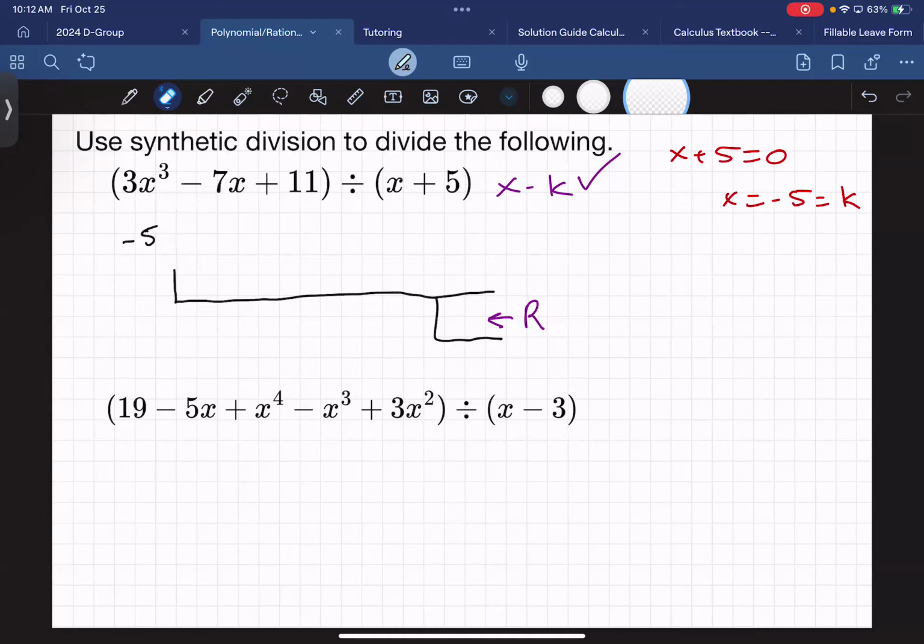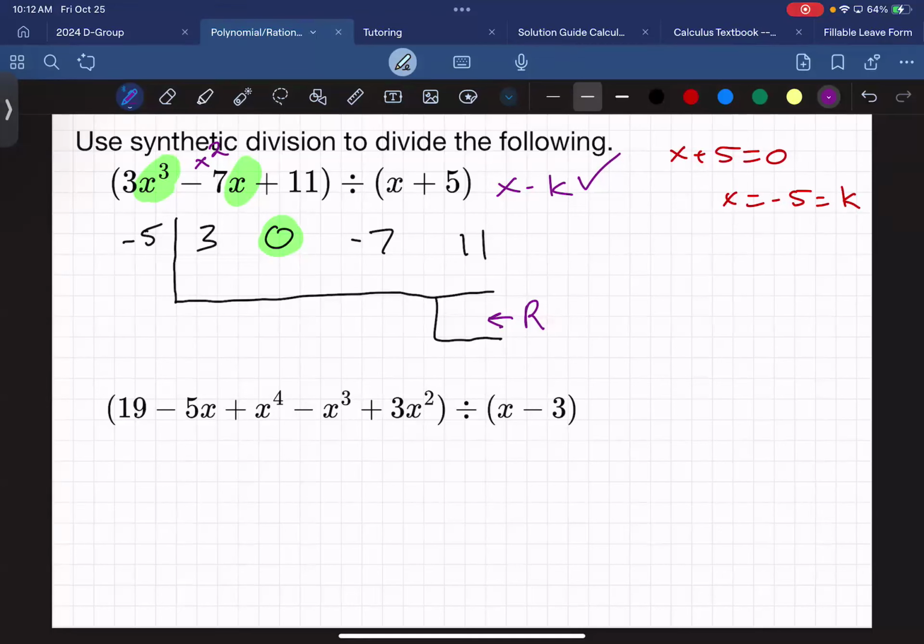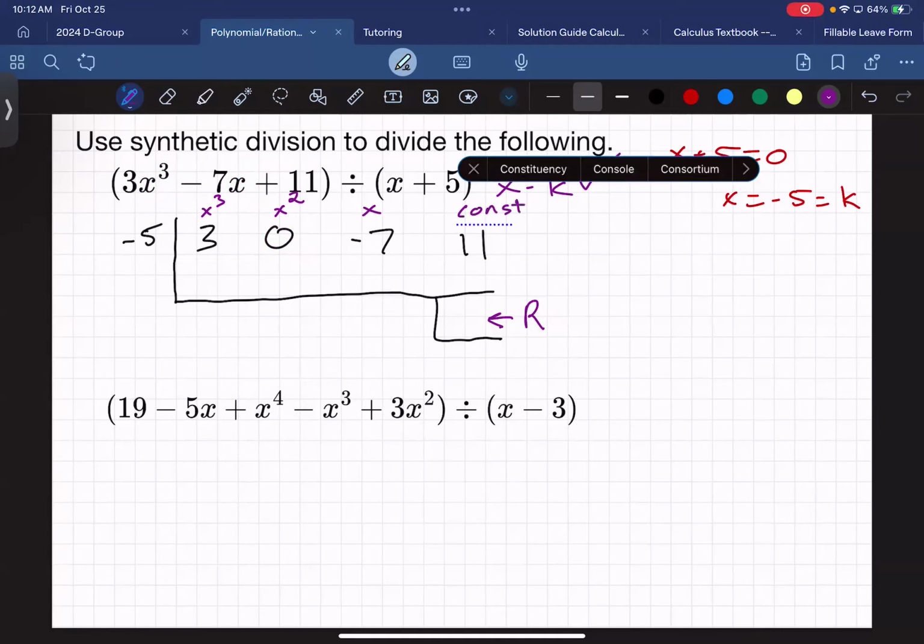So we need to make sure to put this as 3, 0, -7, and 11. This is very important: you have to recognize it went from a cube to an x, so there's no x squared there. So we need to fill it in by putting the 0. That's what we're focusing on. It's very important, because if you don't put it, then you will not get the correct division. The idea behind that is each of these terms represents something: x cubed, x squared, x, and my constant term.